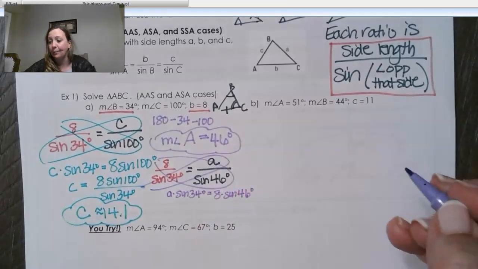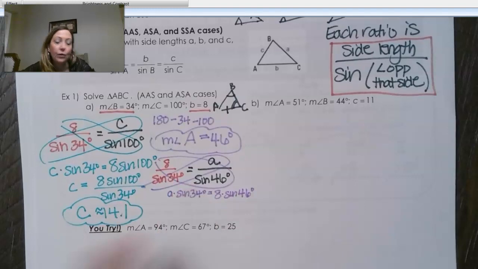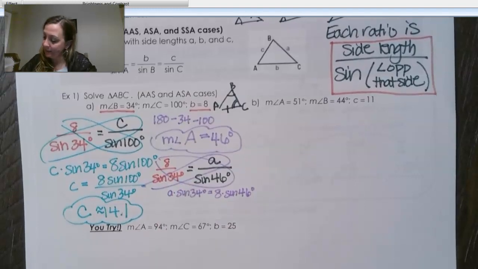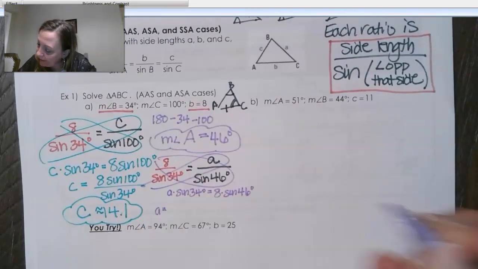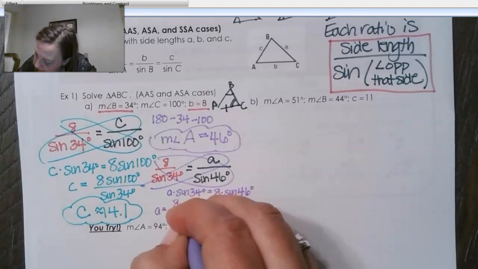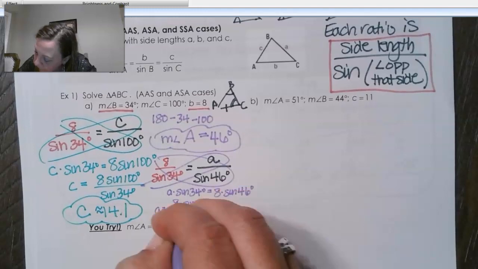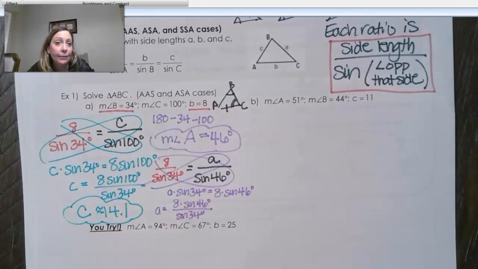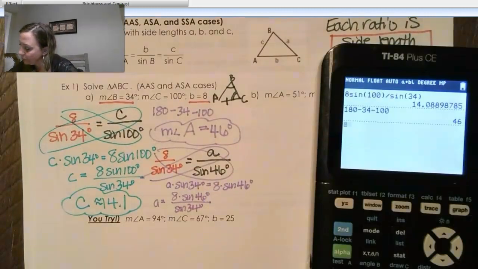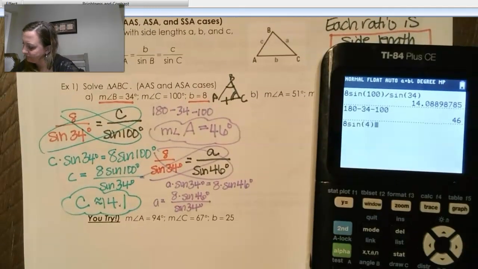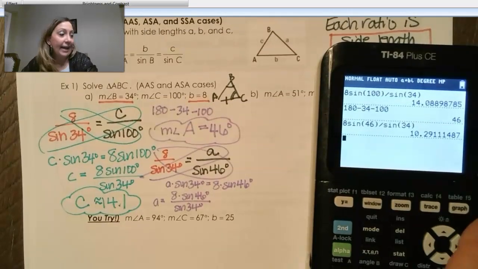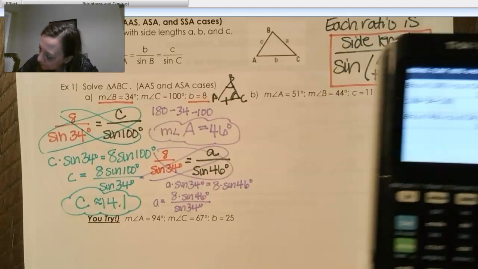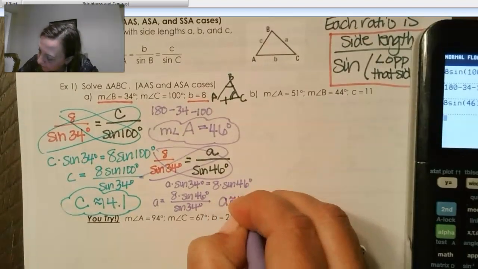Remember, when you cross multiply in a proportion, which is an equation, we end up with another equation. And you might see what's going to happen after that. We'll see that A is going to be 8 times the sine of 46 degrees over the sine of 34 degrees. And then we can put that right in the calculator. So 8 times the sine of 46 degrees divided by the sine of 34 degrees. And that gives me about 10.3. So A is about 10.3.